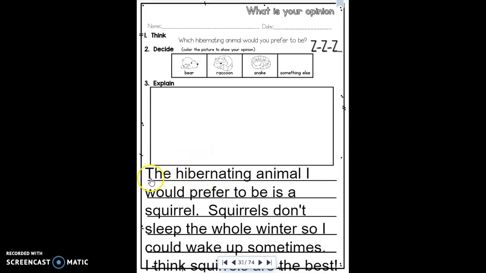So use this example. You don't have to pick squirrels. You can pick any animal you like. You could pick the ones given or something different. But you need to restate the question, give me your why, and then give me the closing sentence.